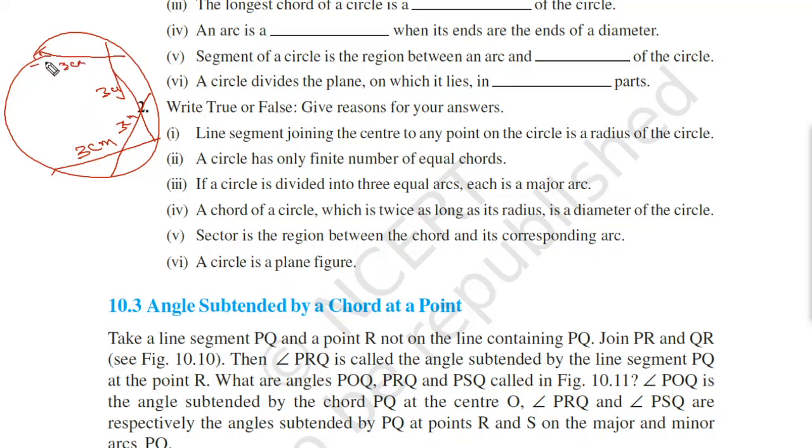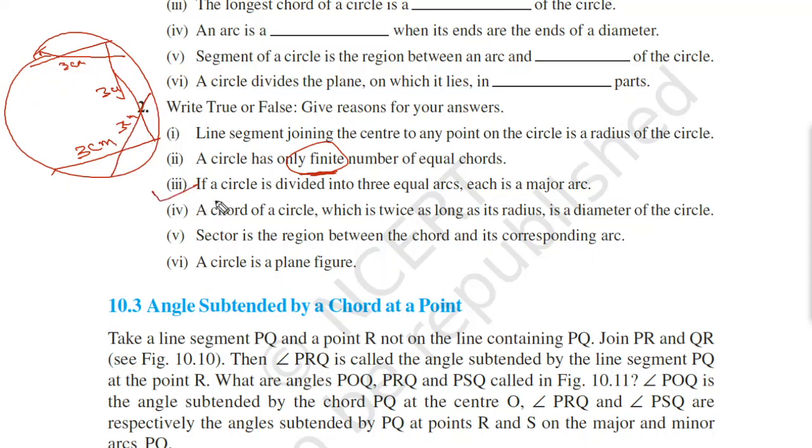Infinitely many. As there are infinitely many points in a circle, infinitely many equal chords can also be drawn. So your reason will be: it is saying finite, so we'll say a circle has an infinite number of equal chords as a circle has an infinite number of points. A circle is a collection of points, so there are an infinite number of points.